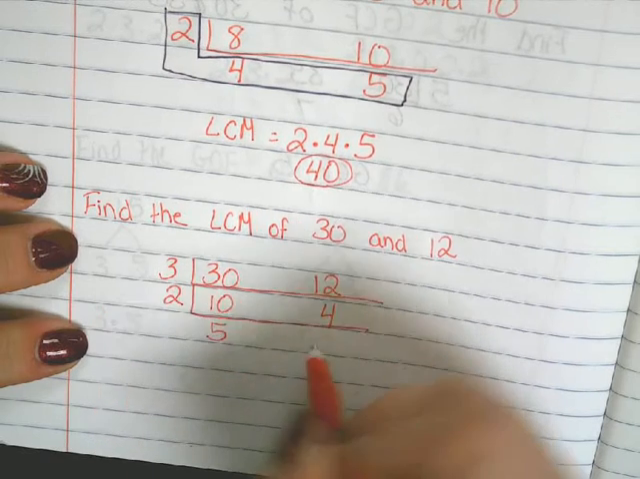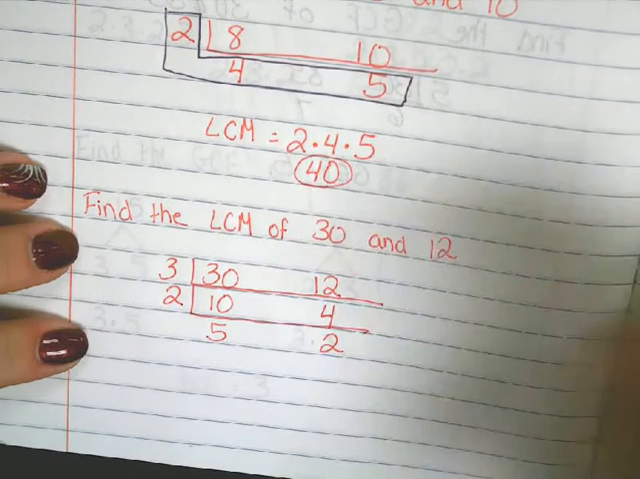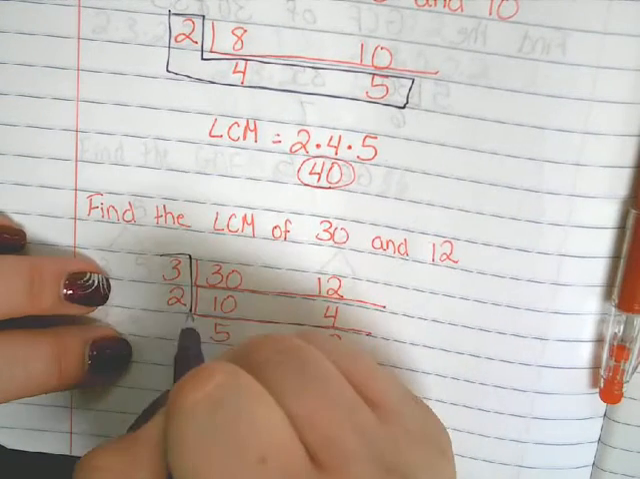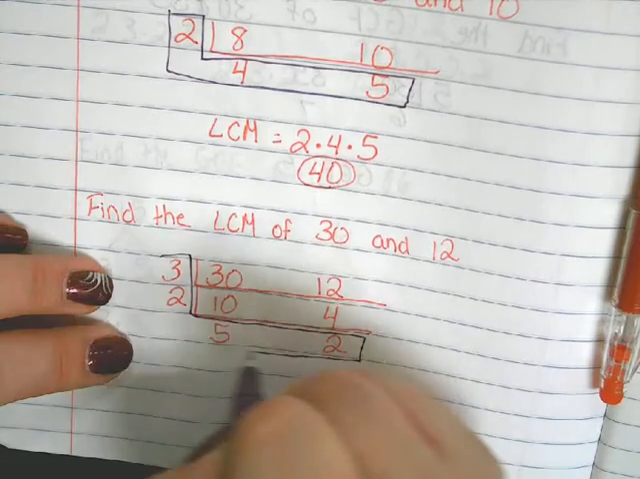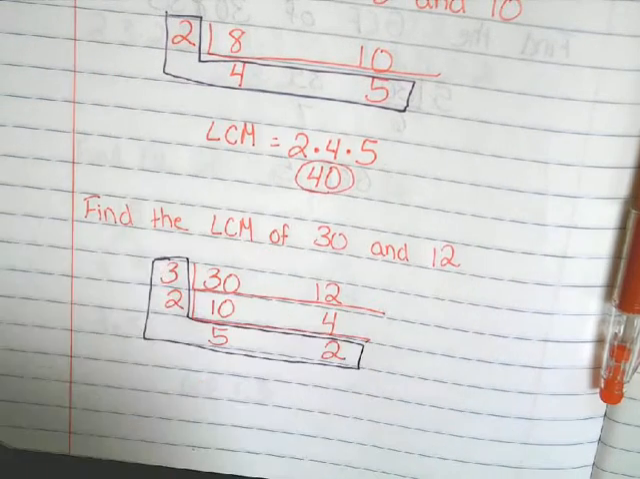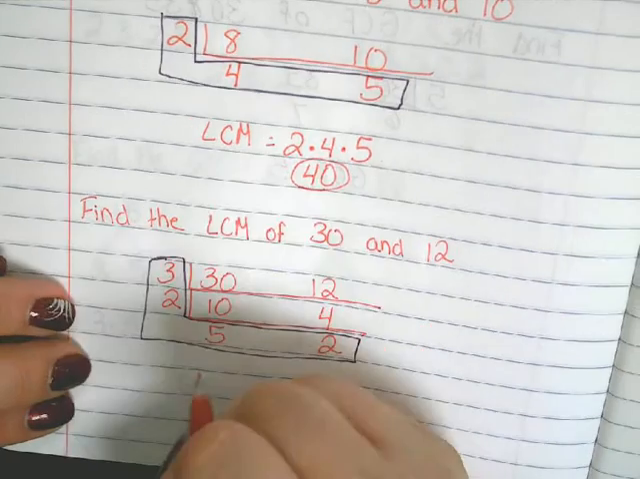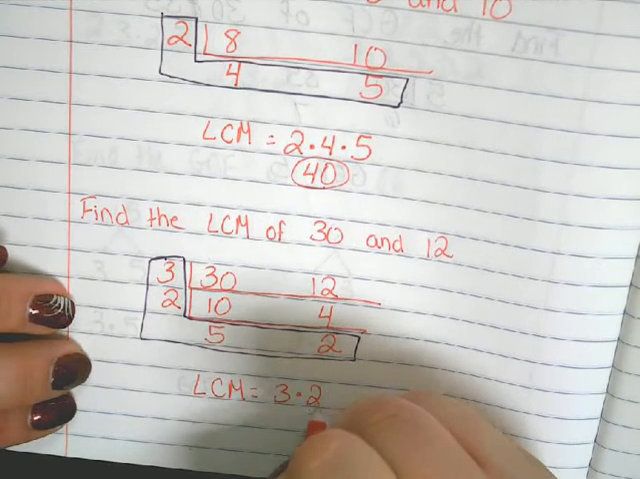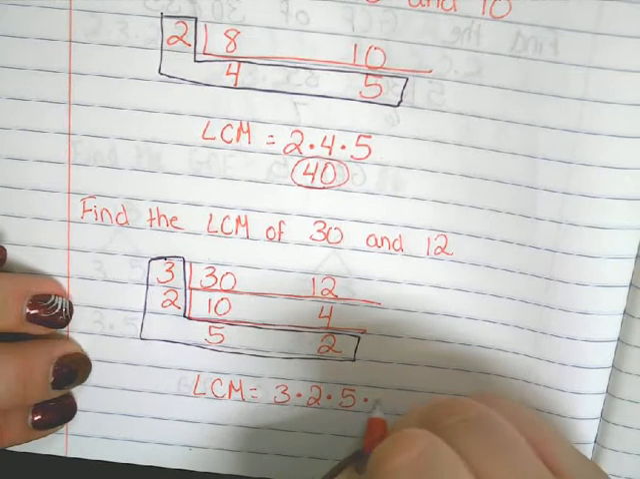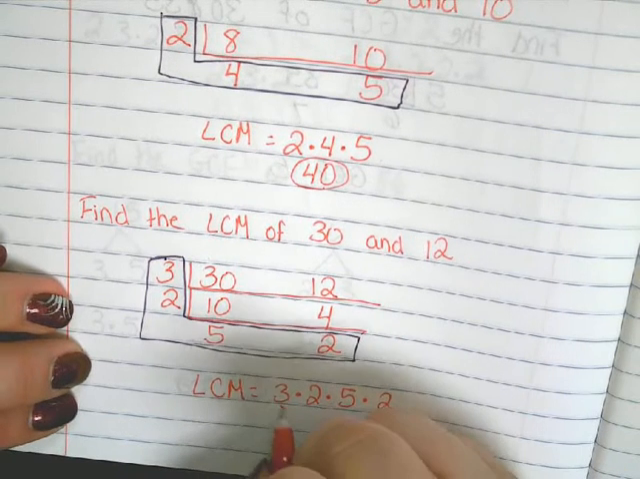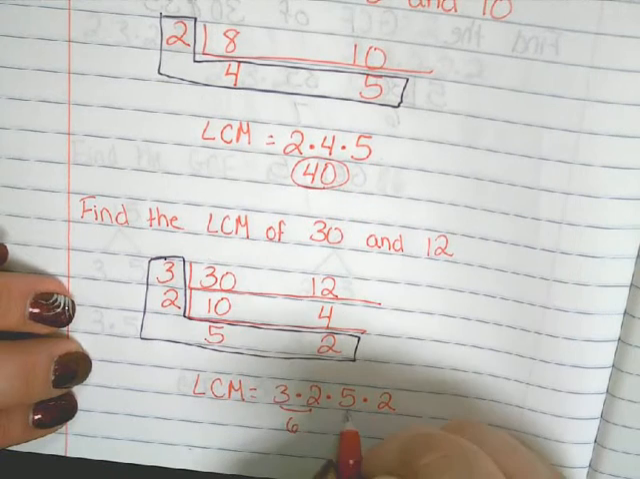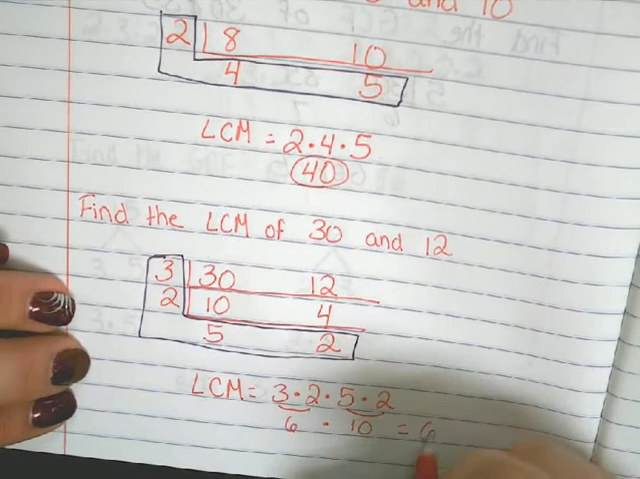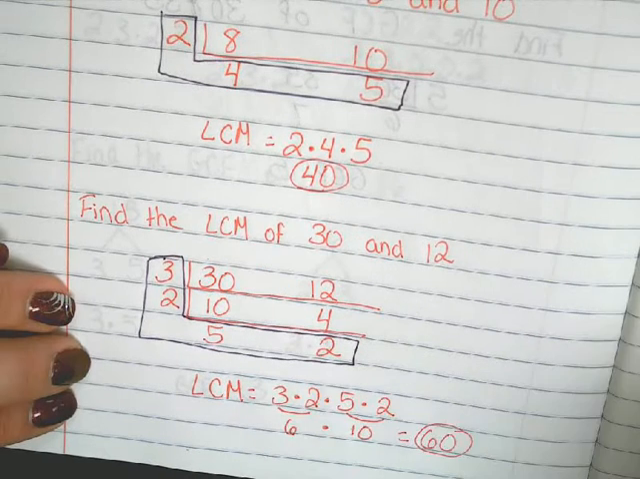So now, draw my L. So for my LCM, I have 3 times 2 times 5 times 2. So 3 times 2 gives me 6. 5 times 2 gives me 10. So 6 times 10 gives me 60. Let's try one more.